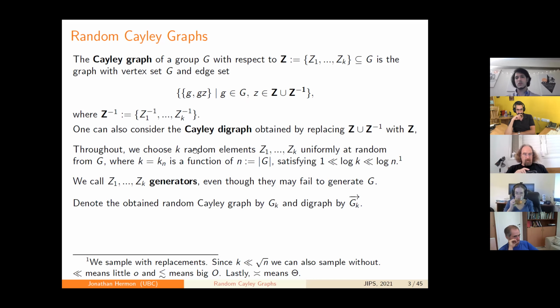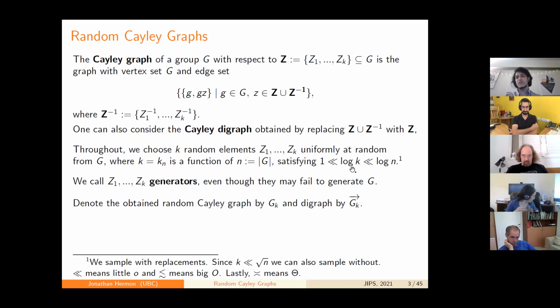K throughout the talk is going to be the number of generators. And we're going to denote them by Z1 up to Zk, and they will be chosen uniformly at random from G. They're going to be IID uniform on G. Because we actually have a sequence of groups, K is actually a sequence that depends on the size of the group. And we're going to pick K such that it's going to diverge. And later I will explain why this is necessary for us.